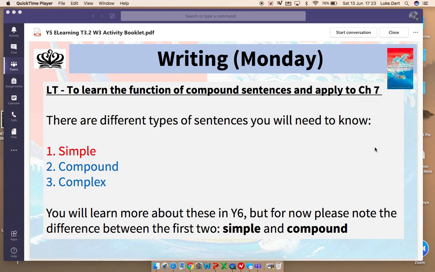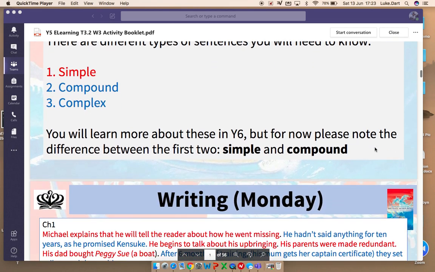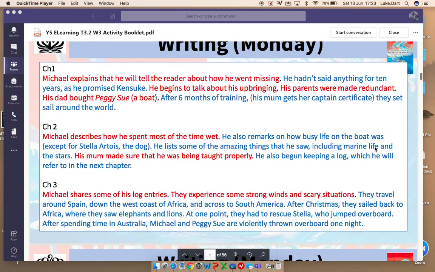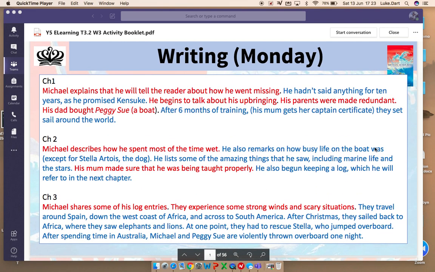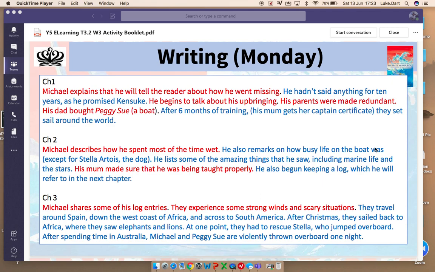Okay, so let's have a look at a simple sentence first of all so we can see an example of what that is. Now, on the screen right now, you should be able to see a chapter summary from chapter 1, 2 and 3 of Kenzuki's Kingdom. The writing that you can see in red are examples of simple sentences. Now, what do you notice about them? They're short, they don't have a huge amount of detail, and most importantly, what is written makes sense on its own. That's crucial. That's really, really important.